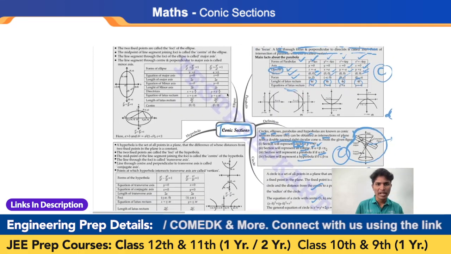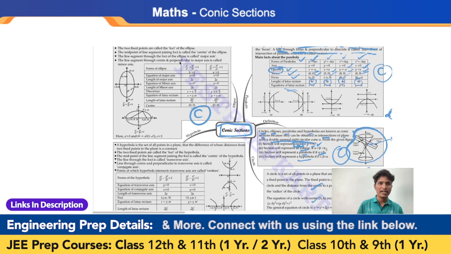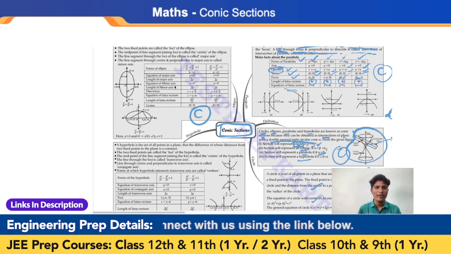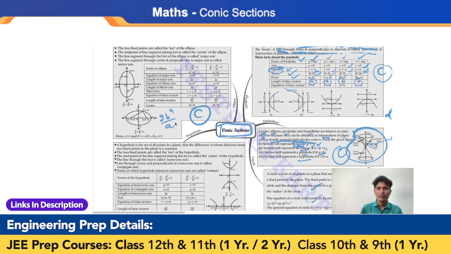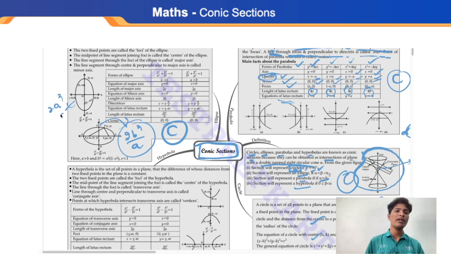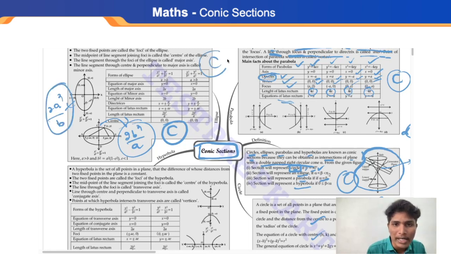So I think I have completed the entire ellipse. I have discussed the lengths and everything. And one thing I have missed, the length of the latus rectum. It will be 2b square by a for the first ellipse, this ellipse. For this ellipse, it will be 2a square by b. These two lengths I have forgotten. So this entire block is completed of ellipse.